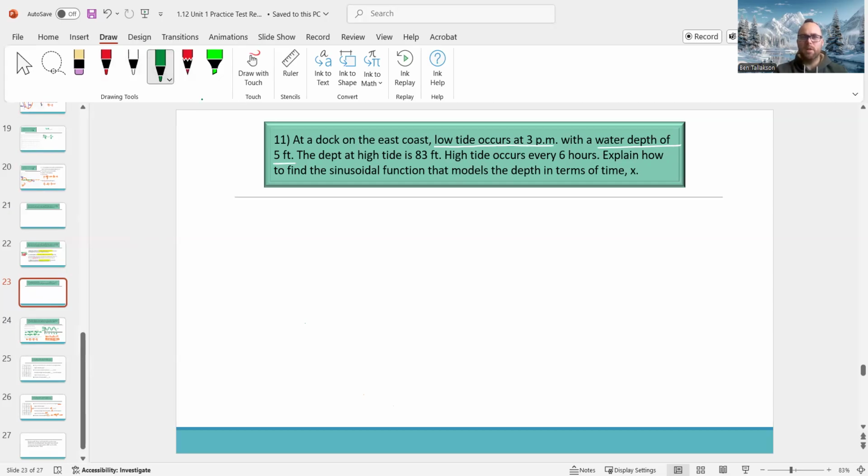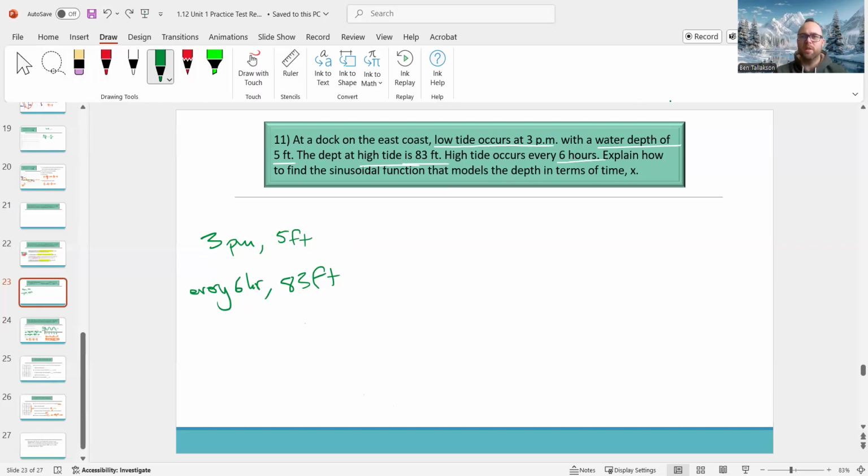Okay, so maybe we want to label some of that. So 3 p.m., 5 feet. We might think that's a minus sign. 3 p.m., 5 feet. The depth at high tide, 83 feet. And that occurs every 6 hours. Okay, so 83 feet every 6 hours. So this information is connected and this information is connected, and all of it ultimately is connected in the bigger picture of things.